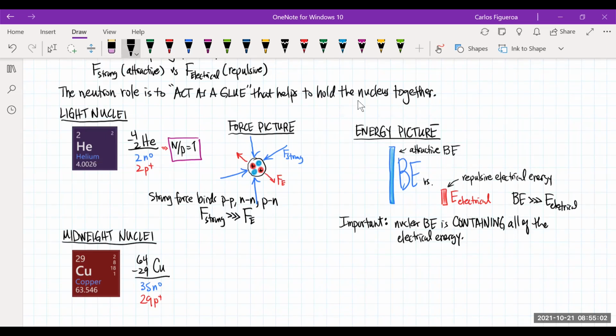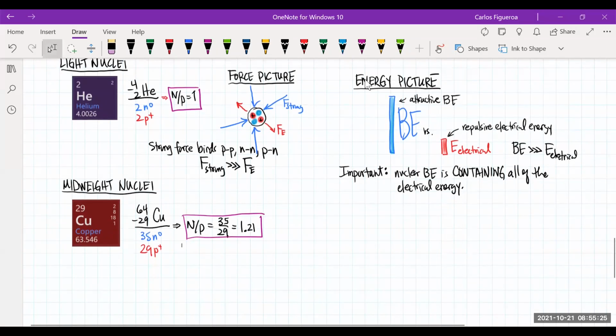Now let's calculate this thing for this guy here. The neutron-proton ratio is going to be what? 35 over 29, and I get 1.21. Right? This gives me 1.21. What does this mean? There are 21% more neutrons than protons.